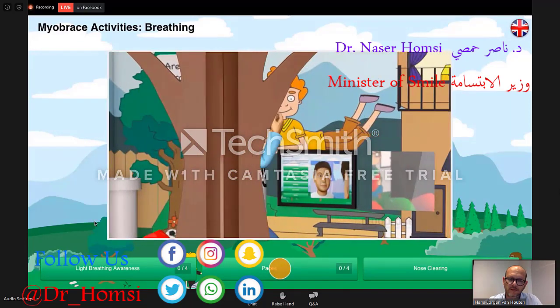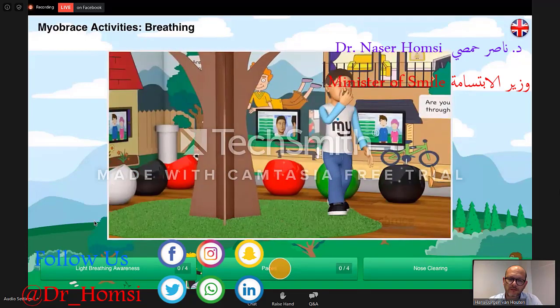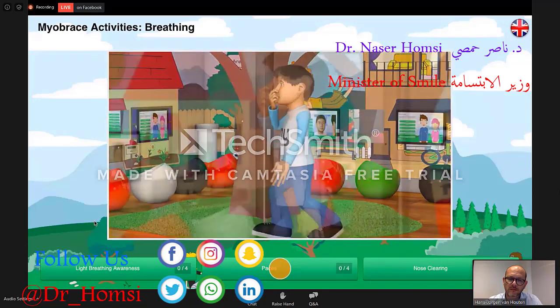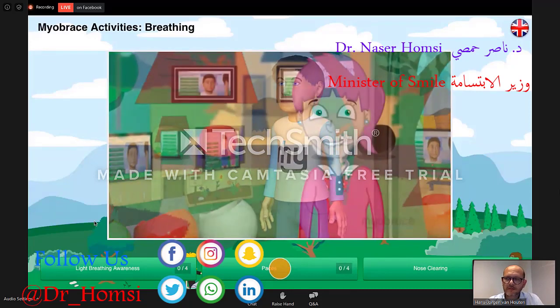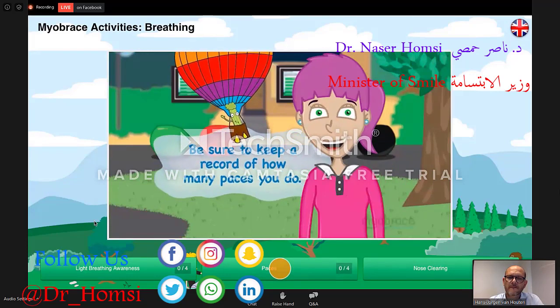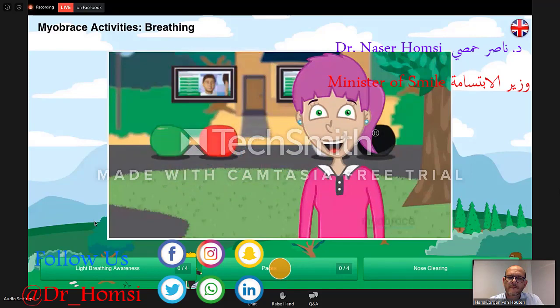You should not feel puffed out during this exercise, so when you take your next breath, put your finger back on your lips to keep them together, and make sure to breathe gently through your nose. If you practice this exercise regularly, the number of paces you can do with each breath will quickly increase. Make sure to keep a record of how many paces you do. Remember, to reach those goals we talked about before, you will need to practice your myobrace activities every day.